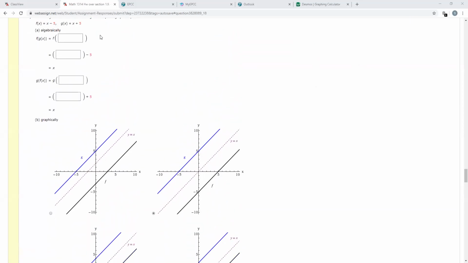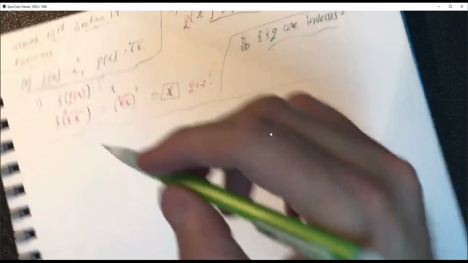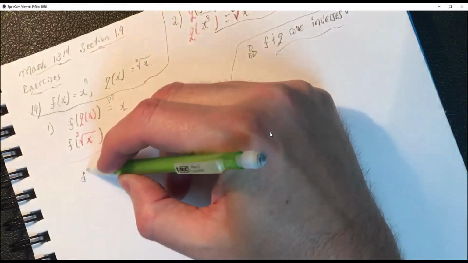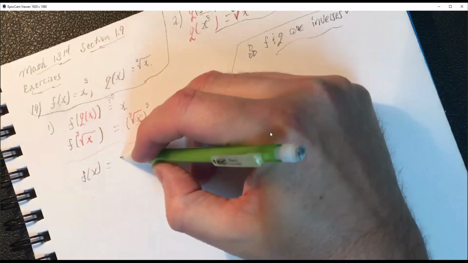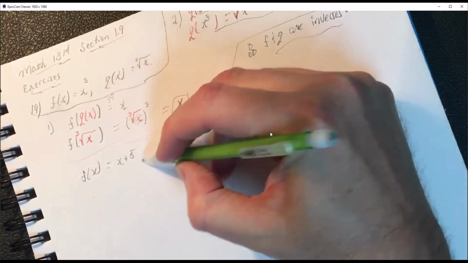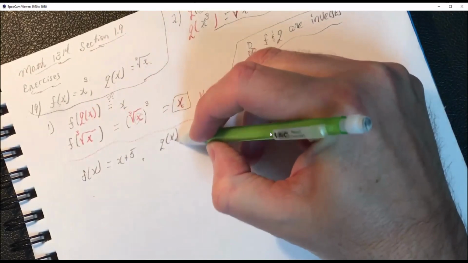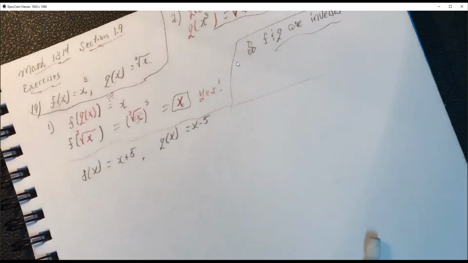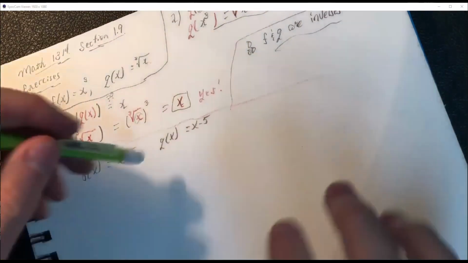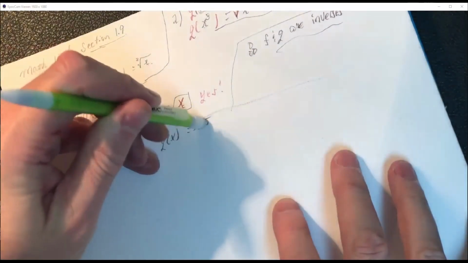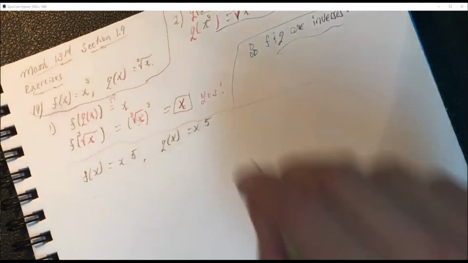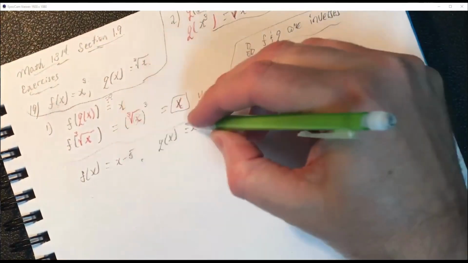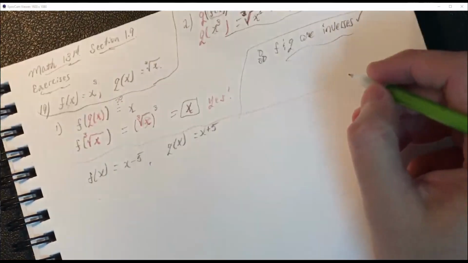We have x minus 5, x plus 5. So for number 2, or whatever number this was, I thought f of x equals x plus 5 and g of x equals x minus 5. And I better double check. Nope. So much for my memory. x minus 5 is f and x plus 5 is g. Okay.